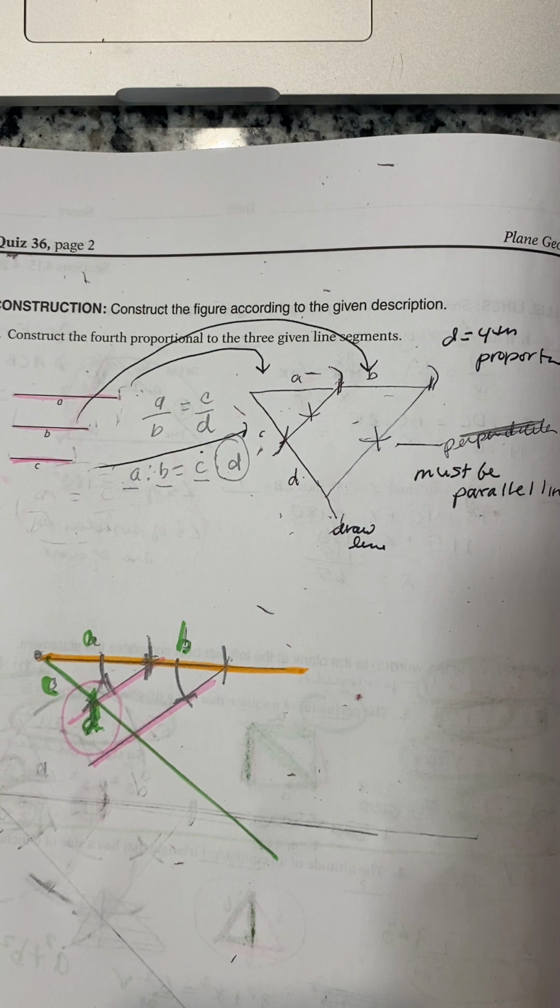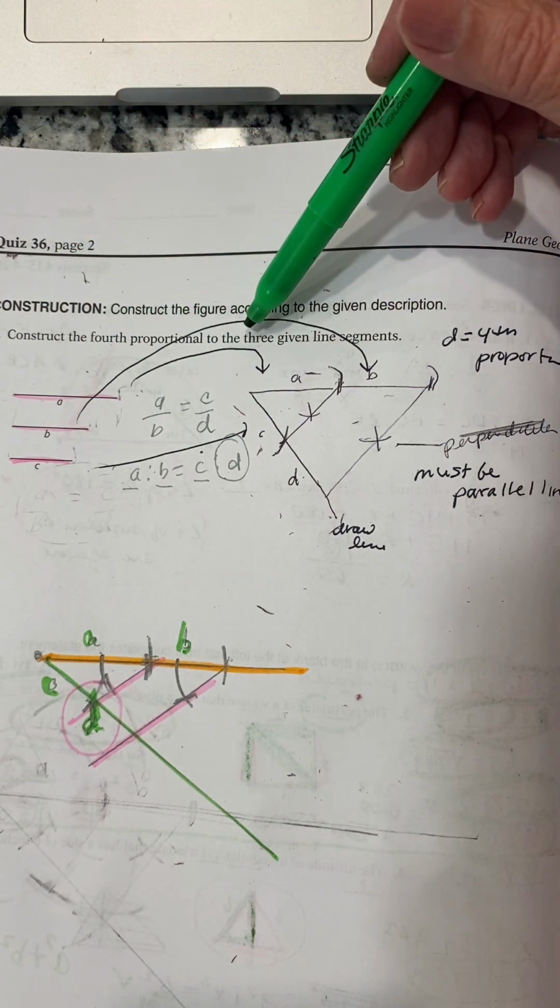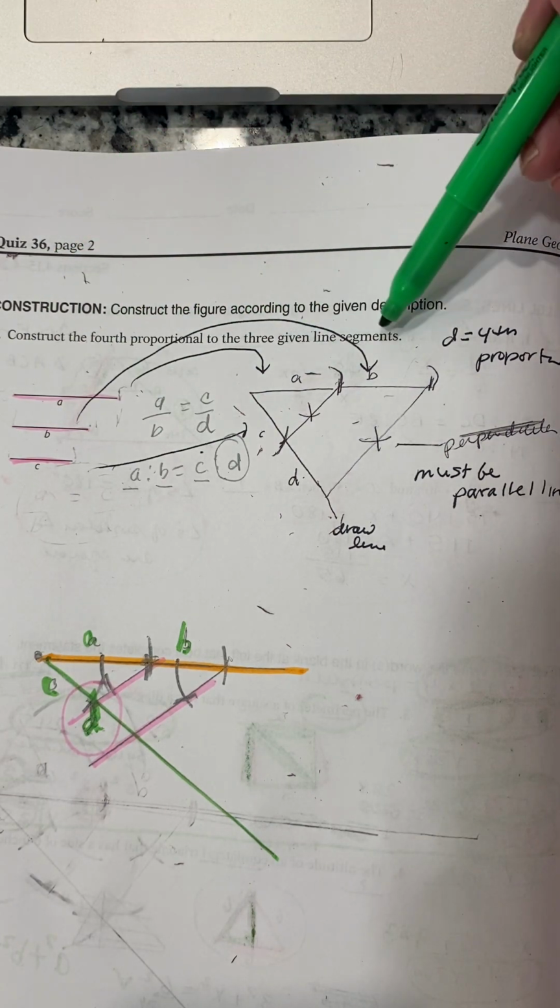And we're talking about proportions. So quiz 36, page 2. So first of all, you can look at this. I kind of have it done already. I did this video and then the video wasn't on, so I'm just going to show you how to do it. So basically, you're going to construct the fourth proportional to the 3 given line segments.